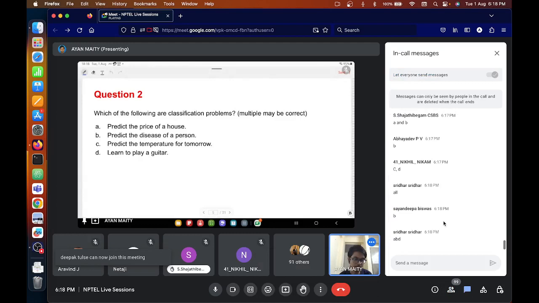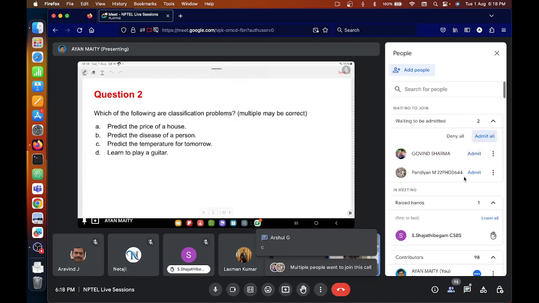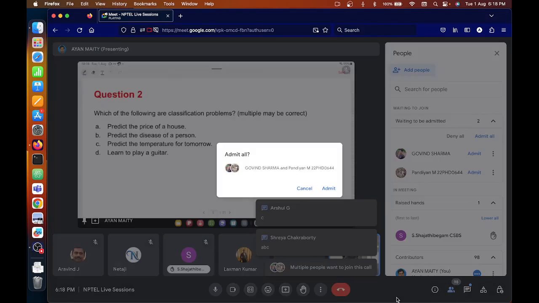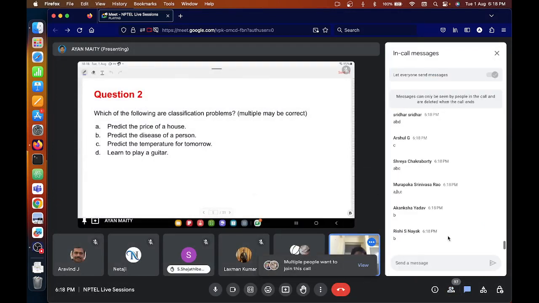Nikhil has written C, D. Sridhar has written all. Shandeepa Vishwas has written B. Because I'm still getting answers in the chat, A, B, C, some of you have written.